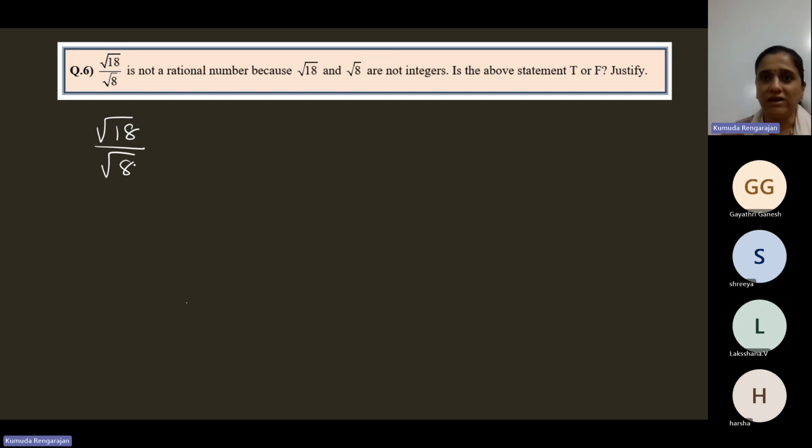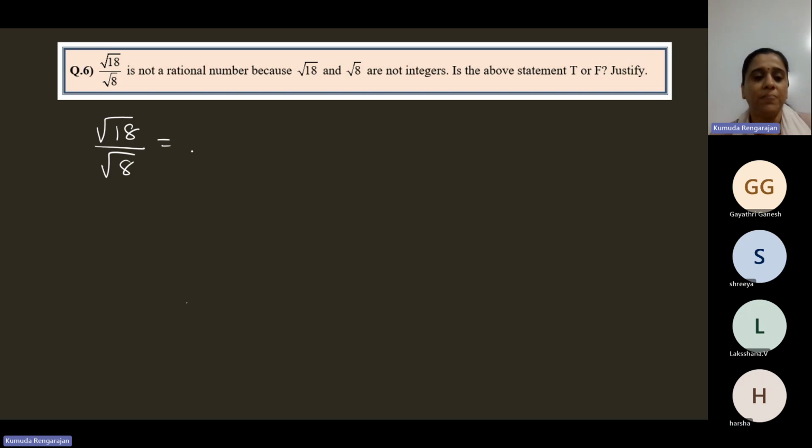Now, the given expression, yes, the numerator is not an integer and the denominator is not an integer. That's fine. But with this, you cannot say that because the numerator and denominator are not integers, it is not a rational number. You definitely can say the numerator is not an integer, the denominator is not an integer. That's all. Stop there. Rational, irrational, we cannot conclude without simplifying.